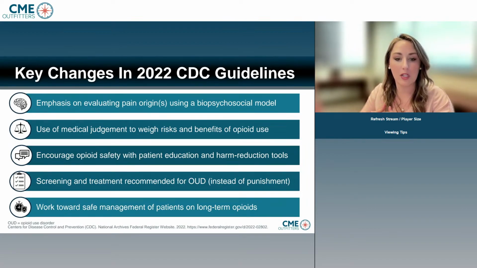And then working towards safe management of patients on long-term opioids. So those patients that really are doing well functionally, how do we support that and make sure that they are doing it as safely as possible? Do they have naloxone in the home? Can we make sure that they have all of the things in place to make sure that they are safe?